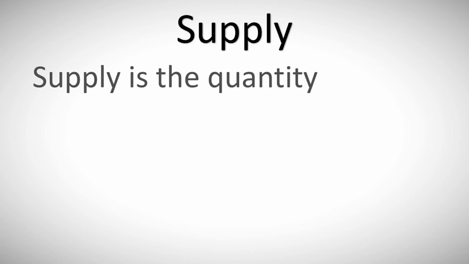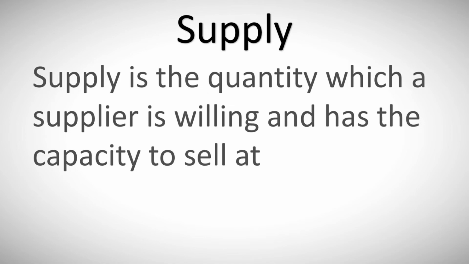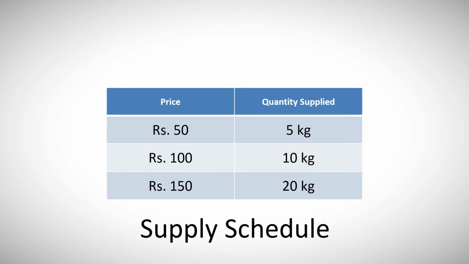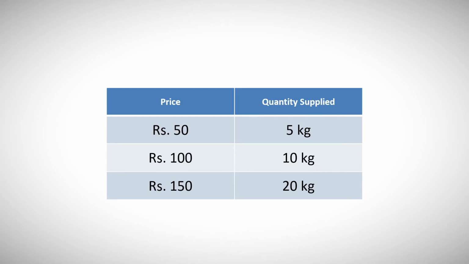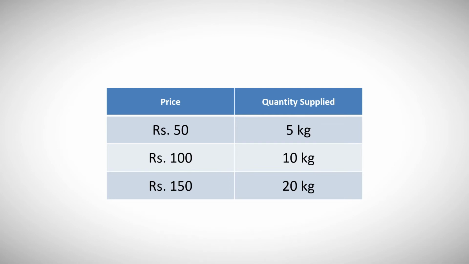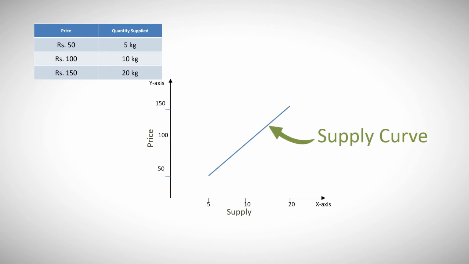Supply is the quantity which a supplier is willing and has the capacity to sell at a given price. We can also make a supply schedule, just like demand schedule, to write various quantities supplied at various prices of a product. And we can clearly see that with the rise in price, the supply is also increasing. And this is called the law of supply, as producers would like to produce more if they get high prices. When we plot this data on a graph, we get the supply curve, here given in blue color.